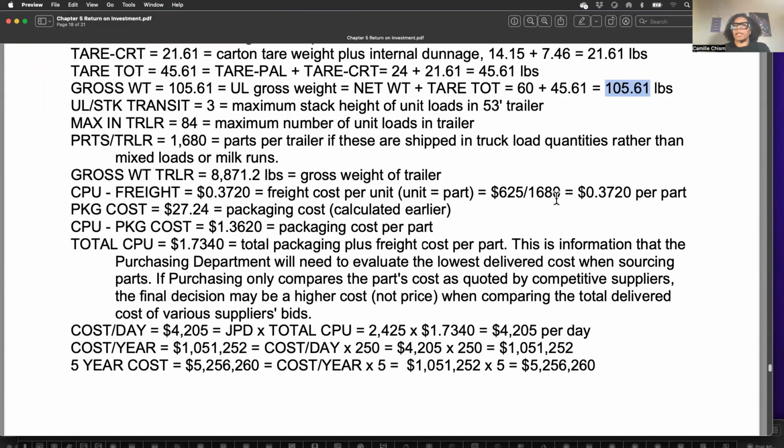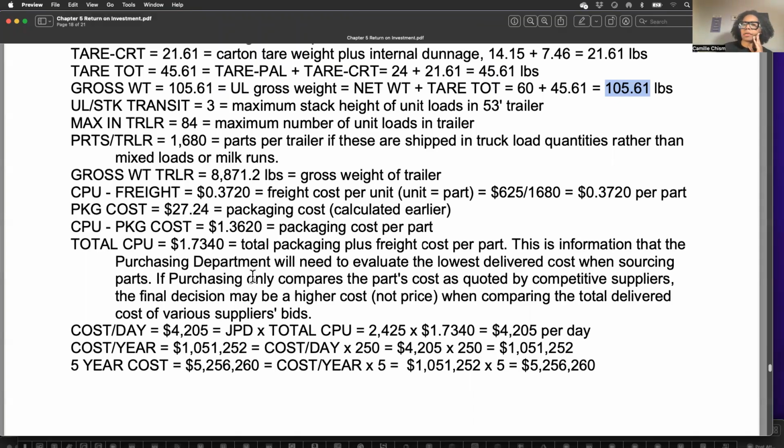So remember the 625 is what was calculated earlier to figure out the cost per truck for the freight. And then that 1680 is related to your unit. You've got the package cost here, which was calculated earlier. You've got your CPU cost per unit package cost. So you can take the package cost and divide it by the number of parts per pack. And then you get your total cost per unit. So that's going to be the total packaging cost plus the freight cost per part.